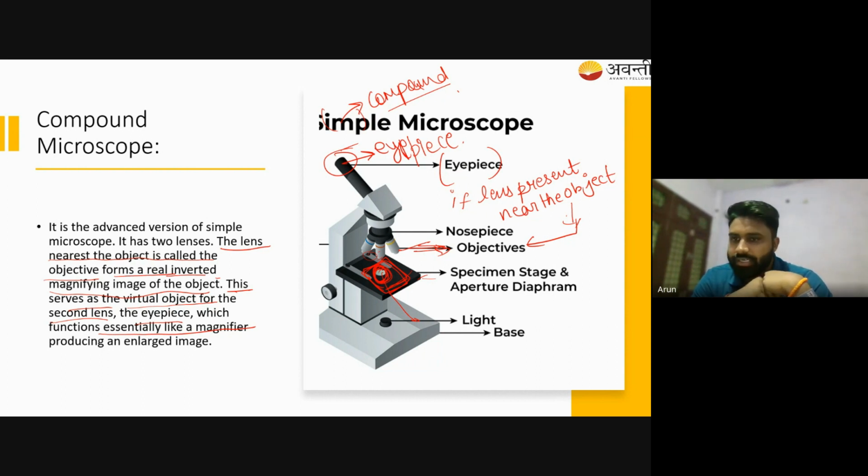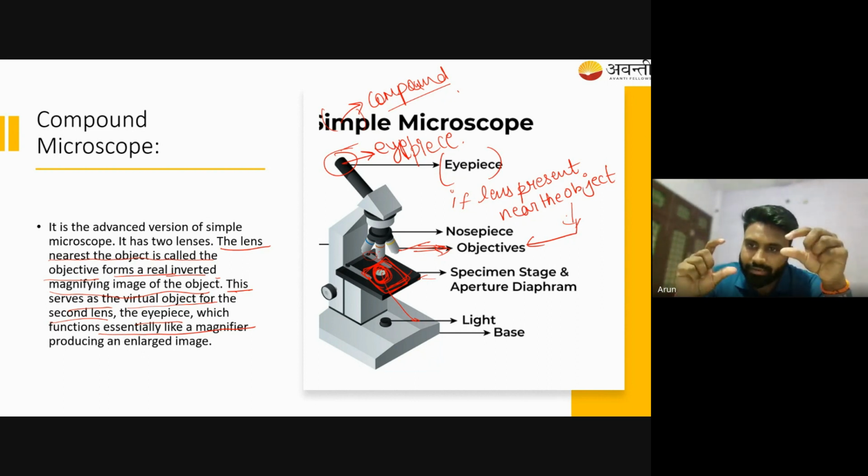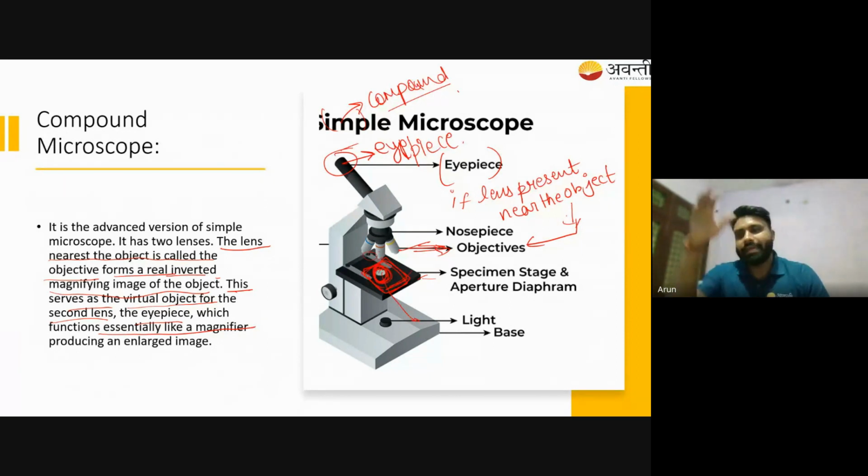Okay. Got it? The objective lens forms a real, inverted and enlarged picture. That picture serves as the virtual object for the eyepiece, and it enhances the magnifying power of it. So the image will be more magnified. Okay. Now, in this slide, I'm going to discuss how this ray diagram is drawn.